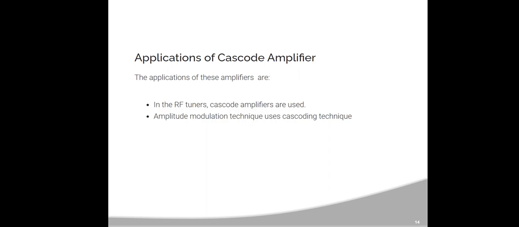Applications of the cascade amplifier. The applications of this amplifier are in RF tuners. Cascade amplifiers are used in the amplitude modulation technique, which uses cascade techniques.